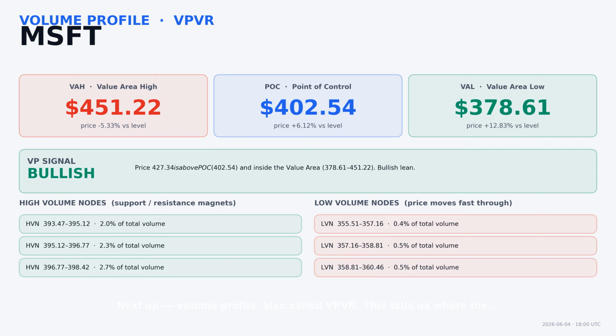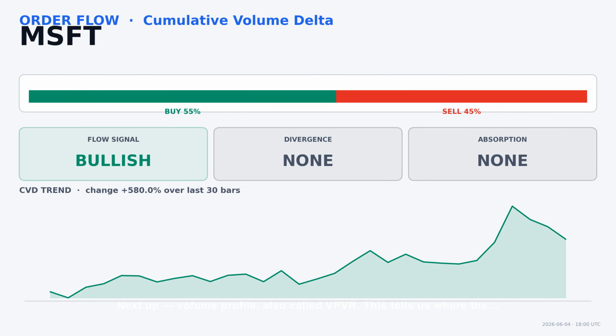The point of control, the most traded price, is at $402.54. The value area runs from $378.61 on the low side to $451.22 on the high side, meaning 70% of all volume traded inside that zone. The signal here is bullish. Price $427.34 is above POC 402.54, and inside the value area, $378.61 to $451.22. Bullish lean.